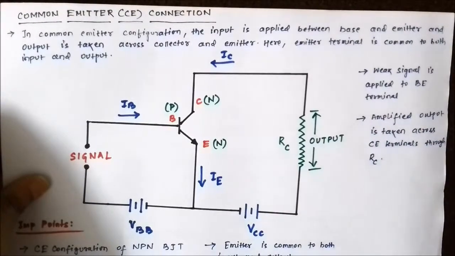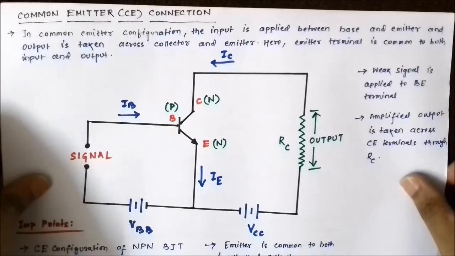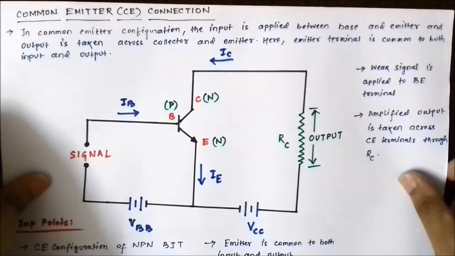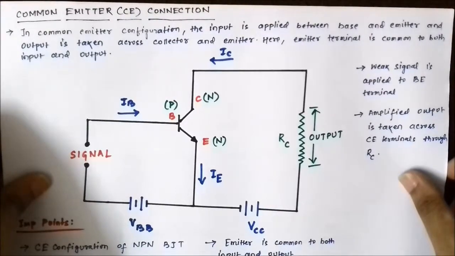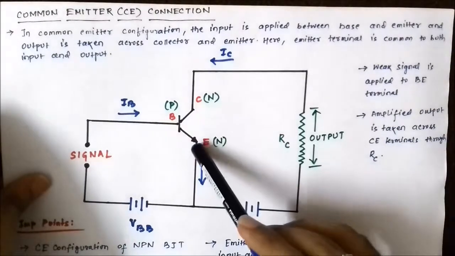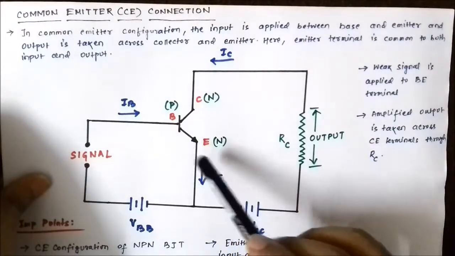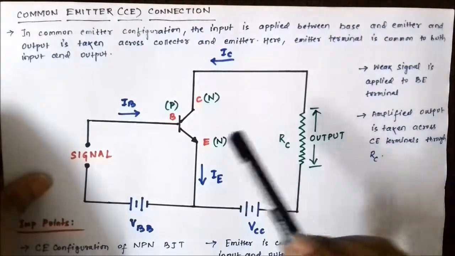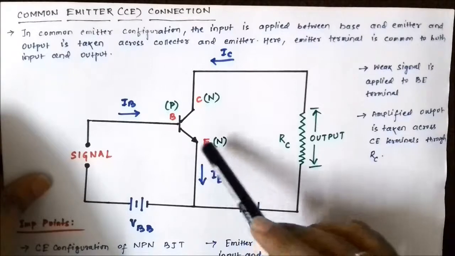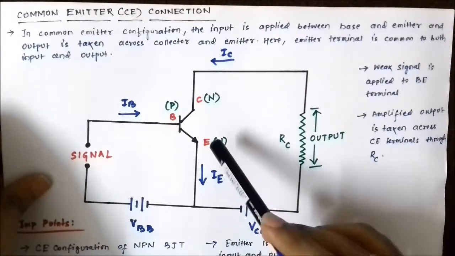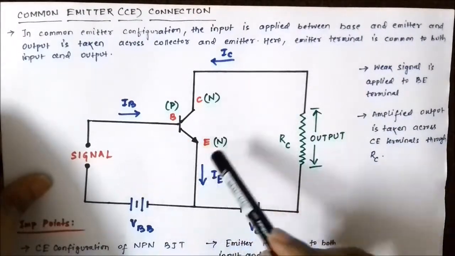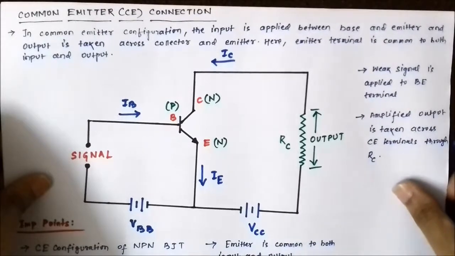It represents the common emitter configuration of a bipolar junction transistor. By seeing the transistor symbol, you can make out that it's an NPN BJT. It's an NPN BJT because this arrowhead is pointing outwards away from the base. Now it also represents the direction of flow of emitter current, so the emitter current is flowing outwards. Now the collector and base currents are directed inwards in an NPN transistor.